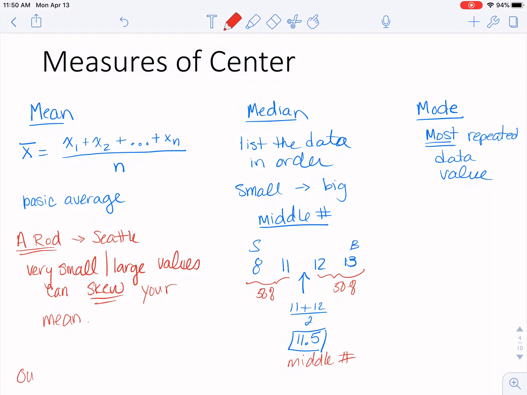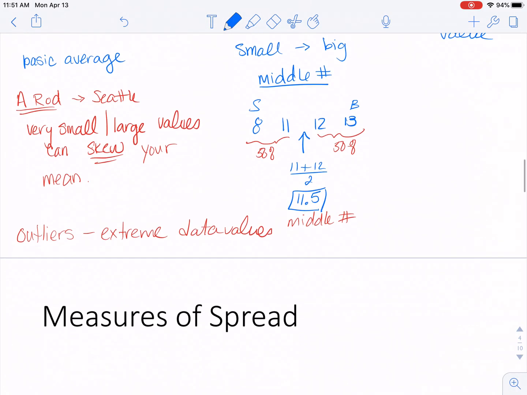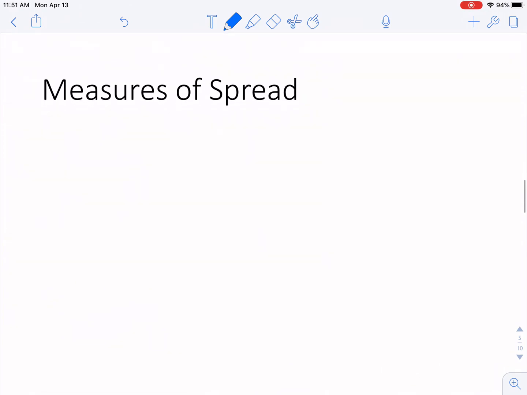So outliers are extreme data values, very big or very small. Okay, so that's measures of center. Let's get into measures of spread. The one that you guys have used a lot in the past is range. And again, remember, range is just your largest value minus your smallest value.